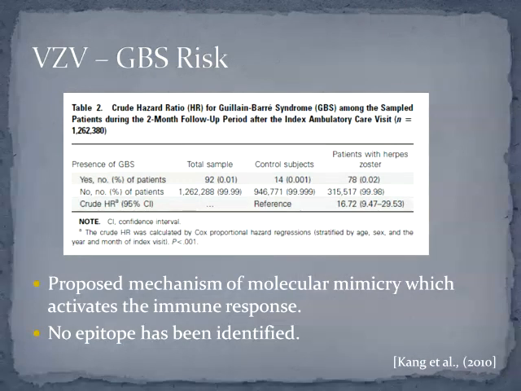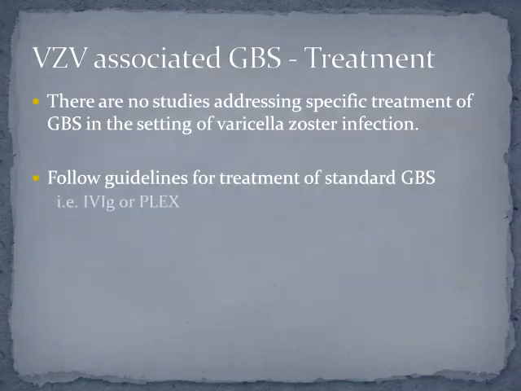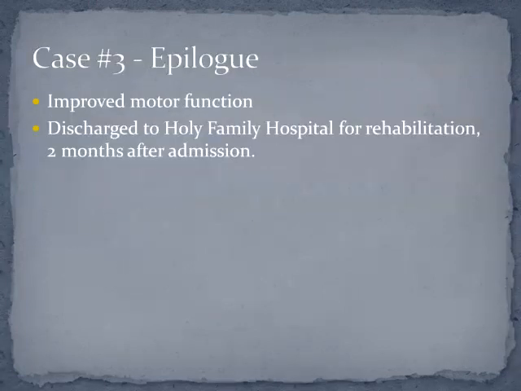And no particular epitope has been identified. But as I said, this is common in lots of different things. CMV will trigger a similar pattern, a GBS after CMV or after Campylobacter. So there's no particular study addressing the treatment of GBS after zoster, but the guidelines are essentially the same as standard GBS, so IVIG or PLEX.